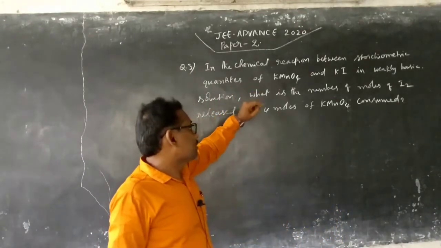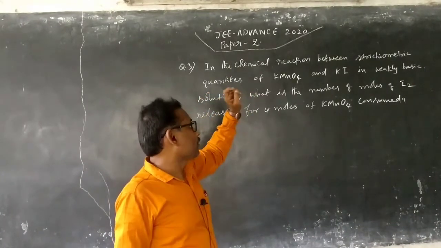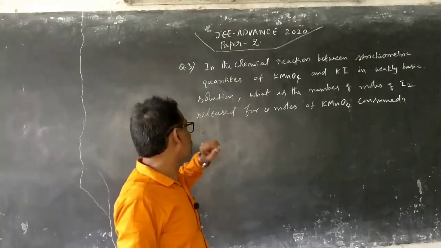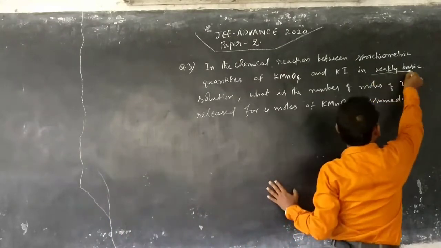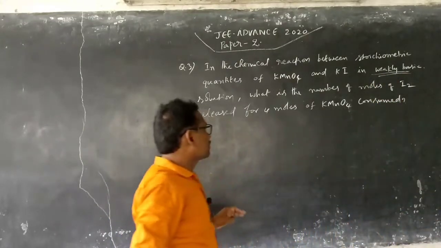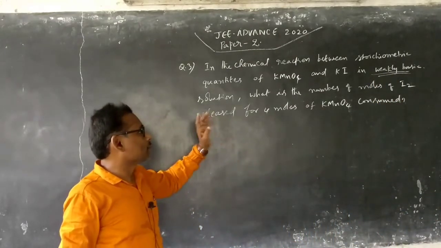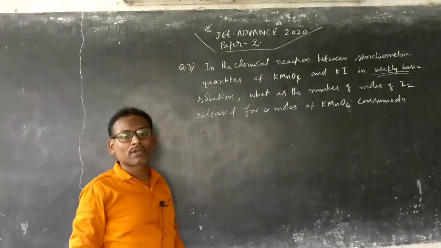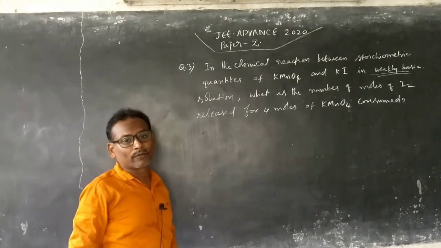That is the chemical reaction between stoichiometric quantities of KMnO4 and KI in weakly basic solution. So he has given that it is a weakly basic solution. What is the number of moles of I2 released for consumption of 4 moles of KMnO4?